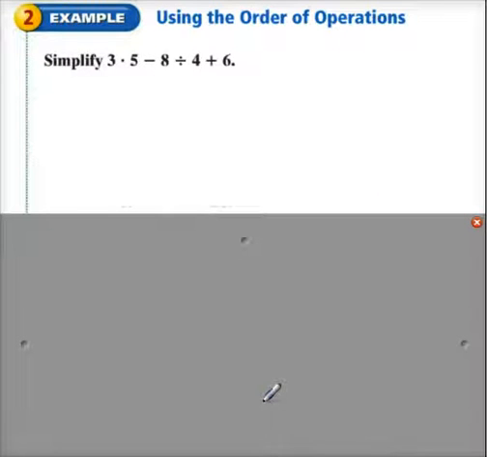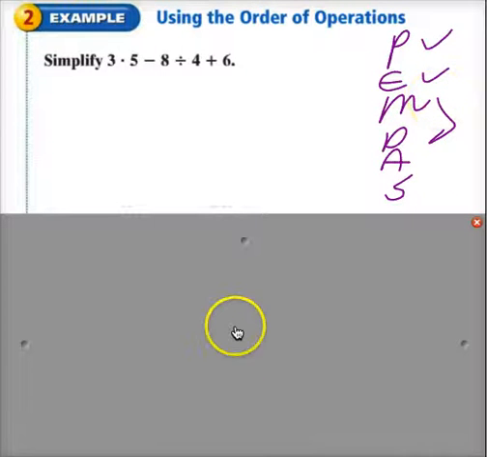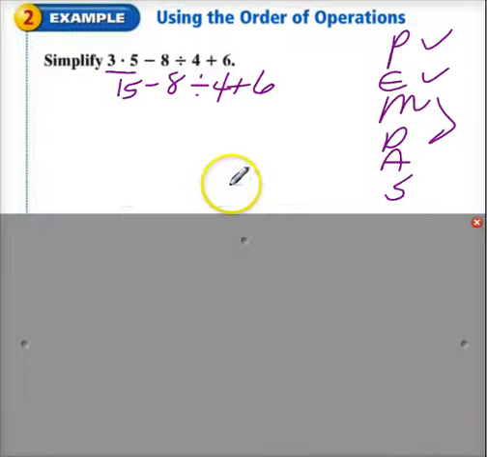All right, here's another expression, this time a little bit longer. 3 times 5 minus 8 divided by 4 plus 6. All right, I'm going to write my PEMDAS down. I don't see any parentheses. I don't see any exponents, so I'm going to look for either multiplying or dividing. Well, 3 times 5 comes first. 3 times 5 is 15. I'm going to now rewrite my whole expression.